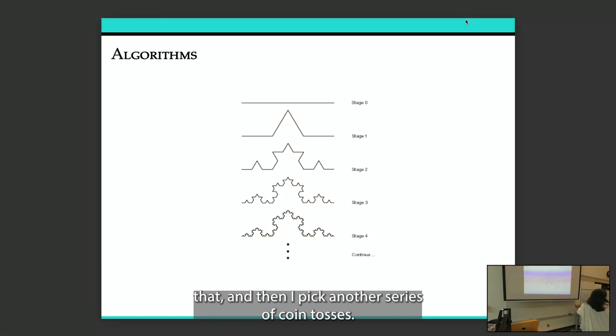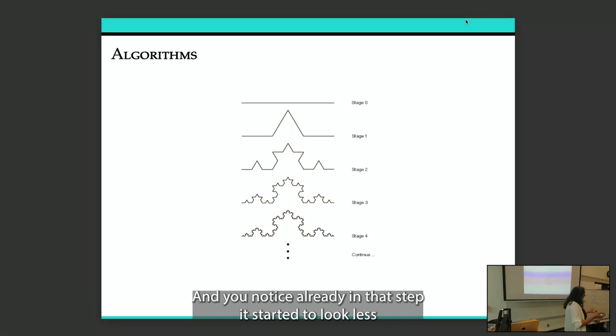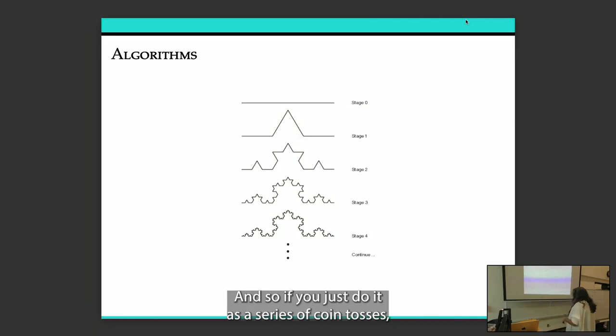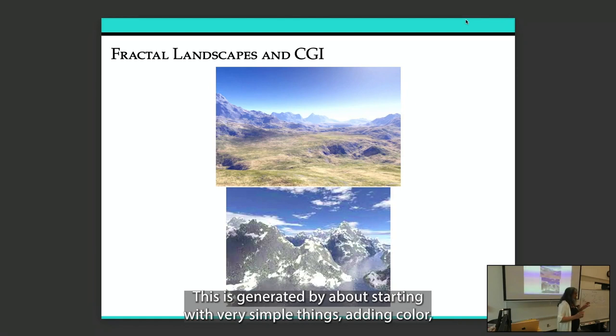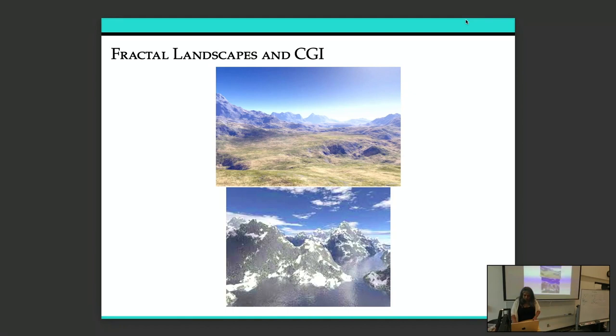And then I pick another series of coin tosses, and you notice already in that step, it started to look less regular, more complex. If you just do it as a series of coin tosses, in a very few steps, you get some very messy, crinkly things. You write yourself a program, and you can get that. This is generated by starting with very simple things, adding color. It would take a little more in processing, but it's not that hard.